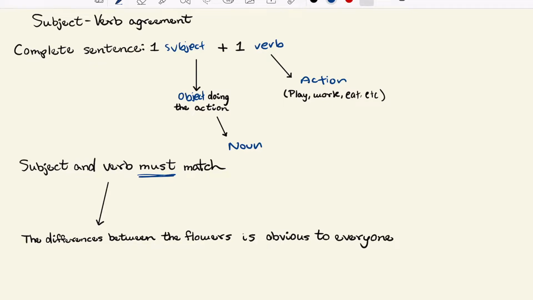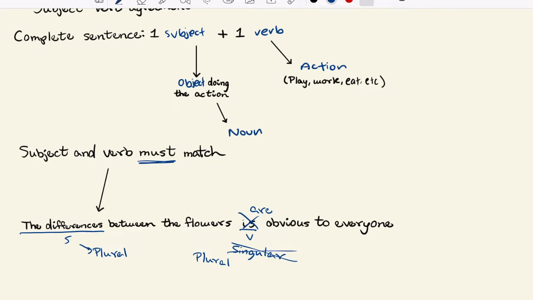For example, we have the sentence, "The differences between the flowers is obvious to everyone." In this sentence, the subject is the differences, and the verb is "is." The subject is plural, and "is," the verb, is singular. We can see that these don't match, so we must change the verb to be plural. Therefore, the sentence changes to, "The differences between the flowers are obvious to everyone."